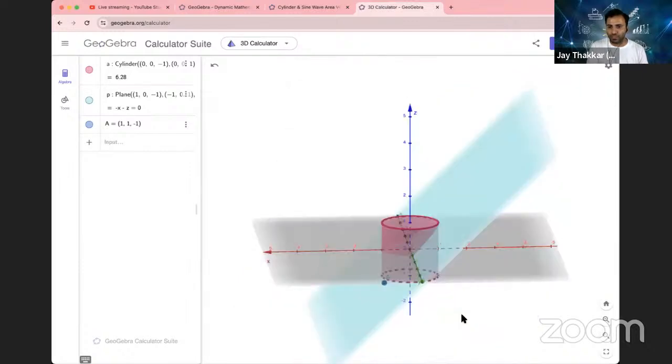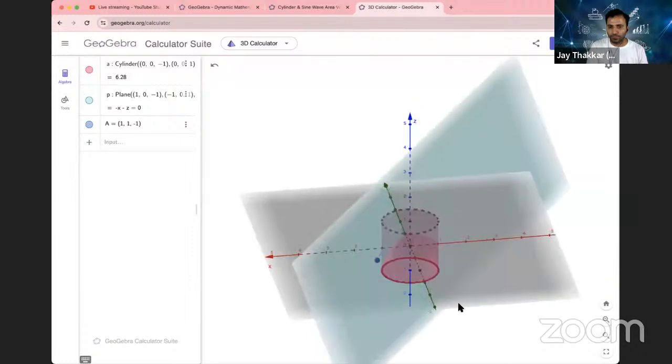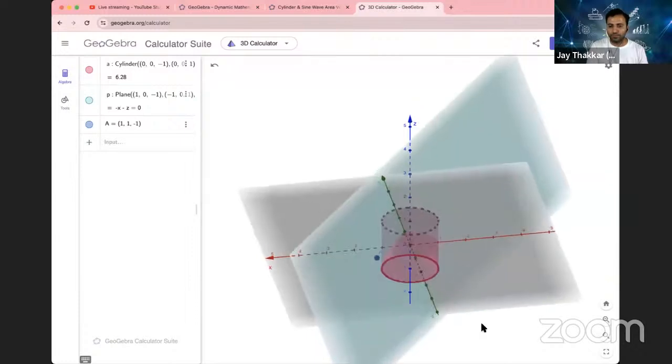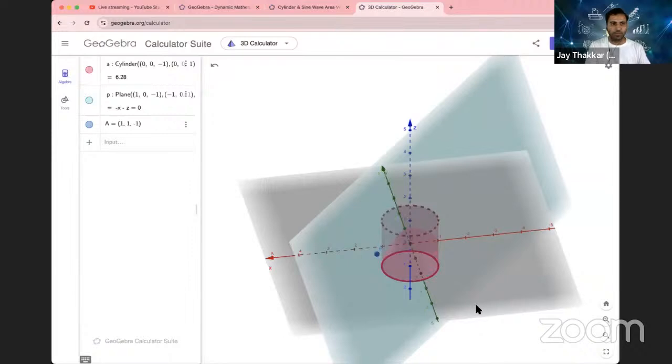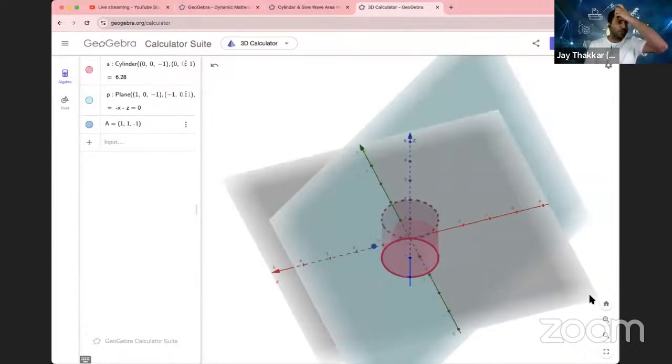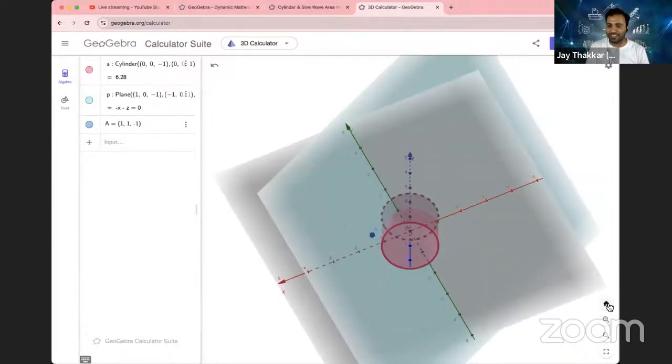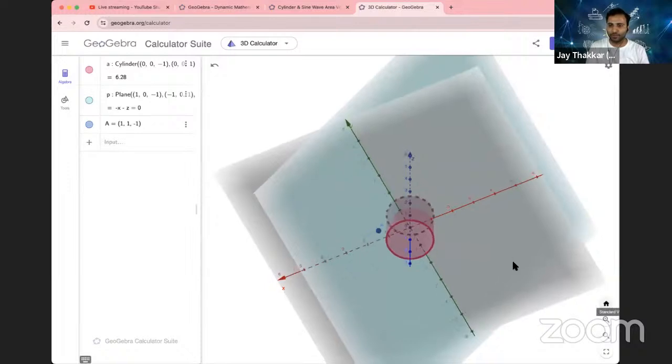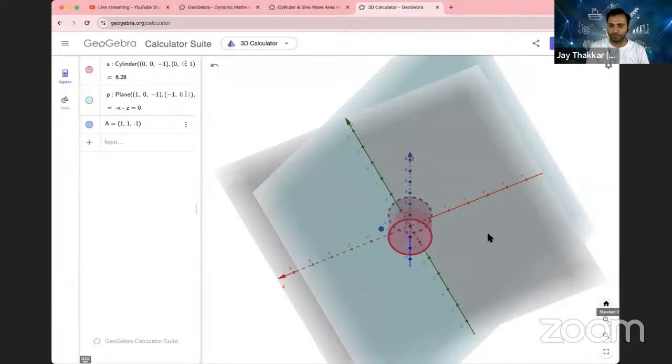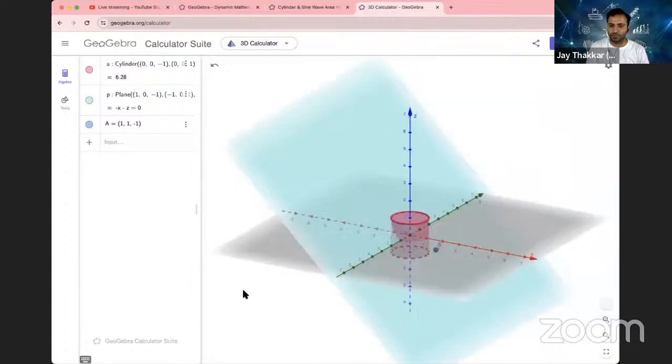Something like this. Sometimes because it's a Zoom, YouTube, everything, this machine gets stuck. All right.